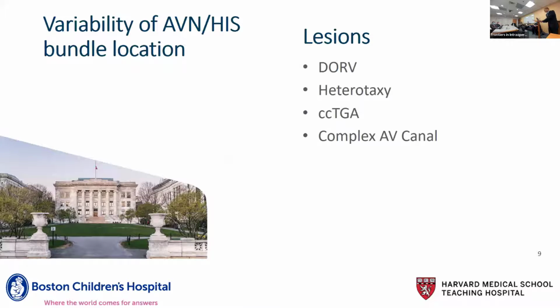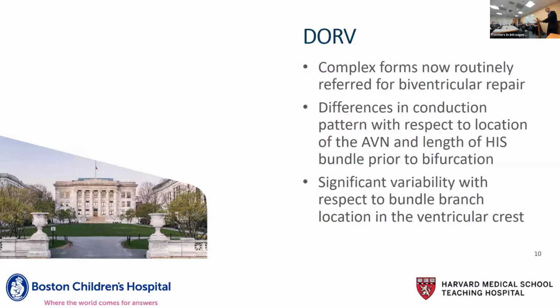So I wanted to look at variability in locations of the AV node and His bundle in 4 complex lesions: double outlet right ventricles, heterotaxy syndromes, corrected transposition, and complex AV canals. Obviously, a lot of histologic stuff, but it overlaps with what Dr. Sanders had showed us. Looking at DORV, a lot of complex forms now routinely are referred for biventricular repairs. And there are differences in the conduction pattern with respect to location of the AV node and also the length of the His bundle prior to bifurcation. There's also significant variability with respect to bundle branch location in relation to the crest of the ventricular septum.